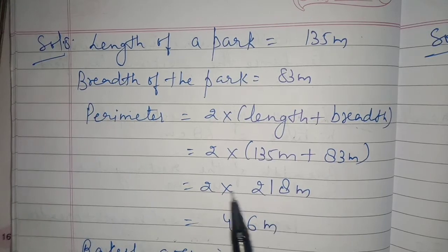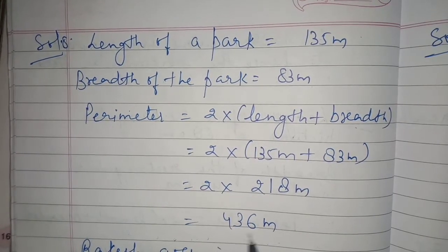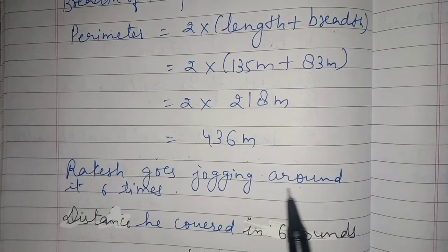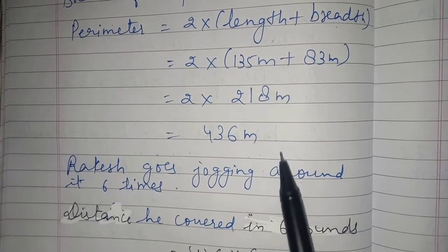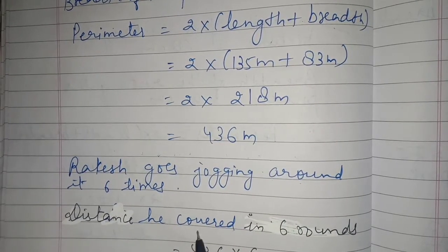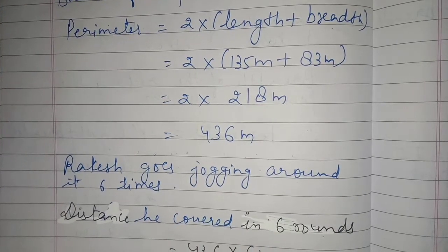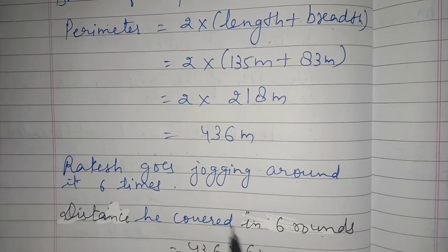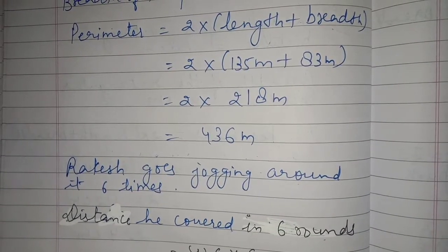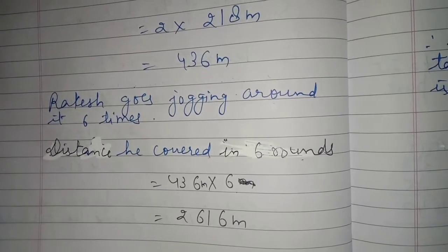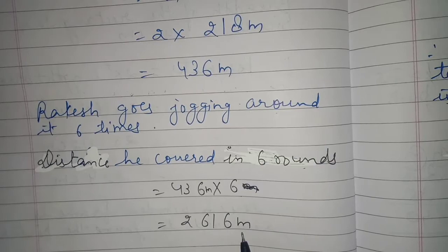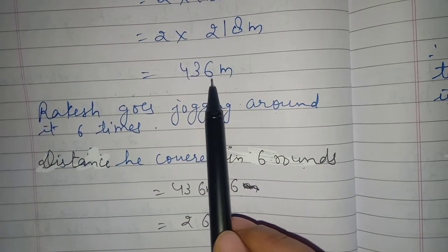And after this we have to multiply it by 2 to get the answer, that is 436 meter. Now Rakesh goes jogging around it 6 times. So this is the distance that he covers in one time. Therefore, the distance he covered in 6 rounds is 436 meters multiplied by 6, that is 2616 meter. After multiplication, what you will get? 2616 meter.